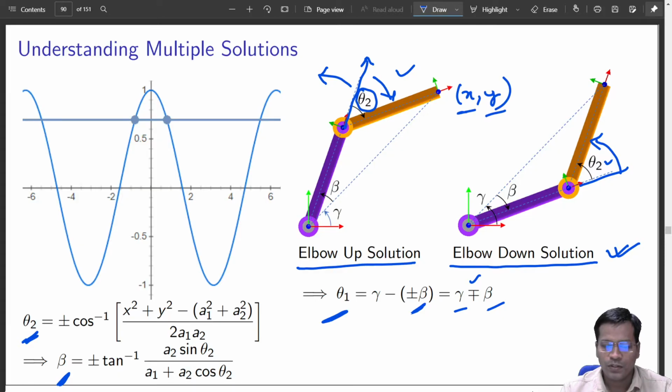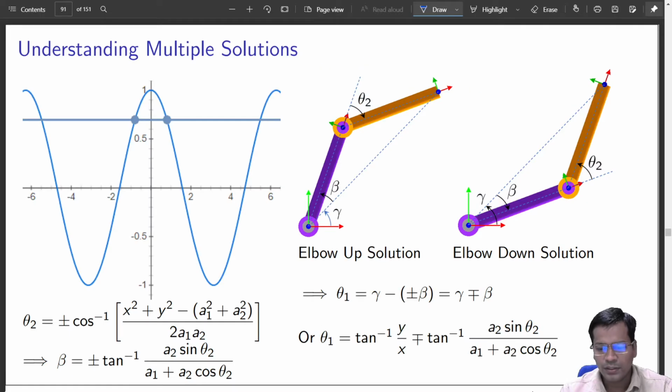So this is the ambiguity, and here is your solution, and the corresponding theta 1s will be given by this. For positive, this will be negative, for negative, this will be positive. Done. So these are the two different solutions of a two link manipulator.